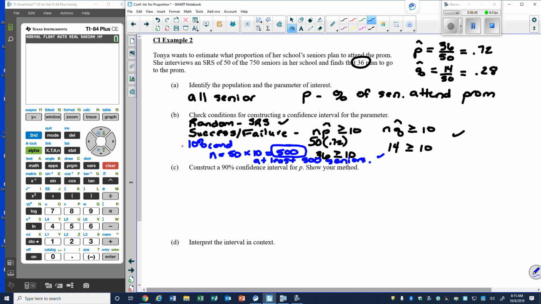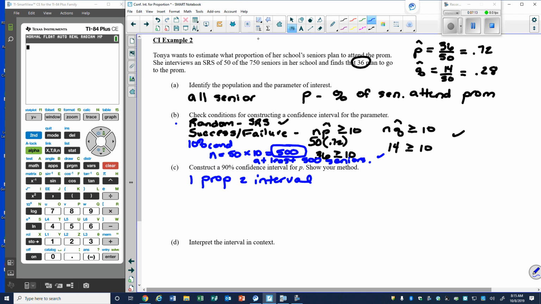So your calculator, and that's the method we're going to use, does what's called a one proportion Z interval. I'm choosing one proportion because I only had one sample, and we were looking at P, the percent of students that were going to the prom. So that's why I'm choosing one proportion. And I'm choosing Z interval because I want the confidence interval.